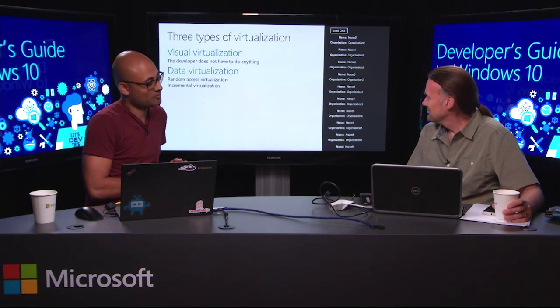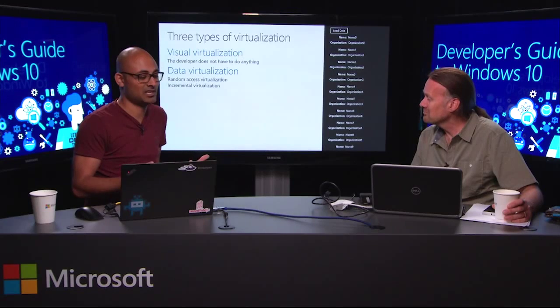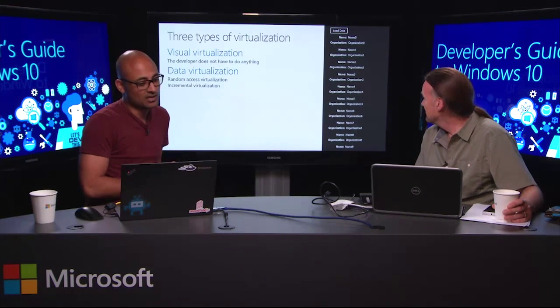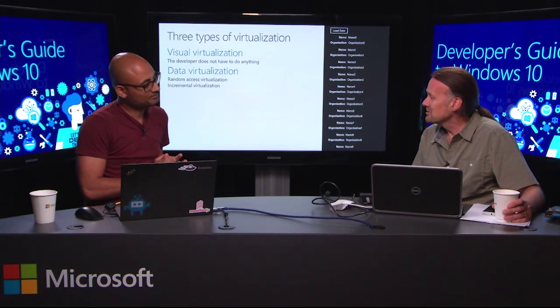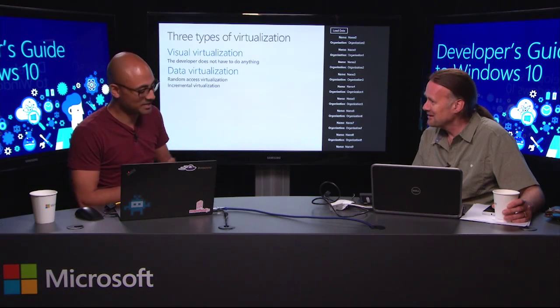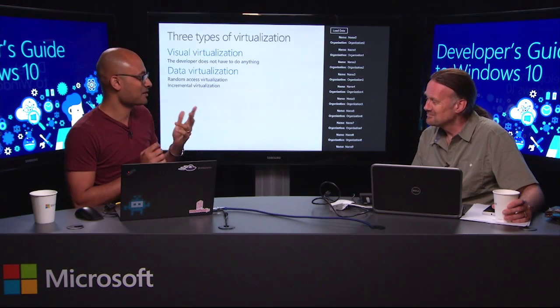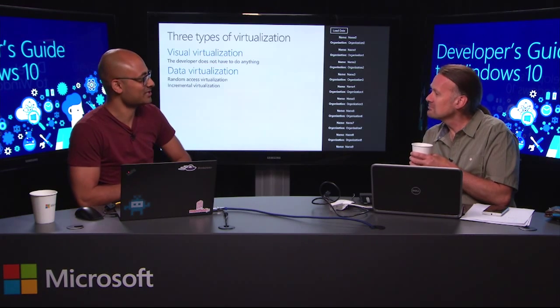So we've talked about visual virtualization a little bit. And that's what your controls inherently have. So this might be the virtualizing stack panel and things like that, maybe in your list view. But then we have data virtualization. So this is slightly different. I once created a sample on a blog post with 1 billion lines of data in it. So there are two main ones: random access virtualization and incremental virtualization.